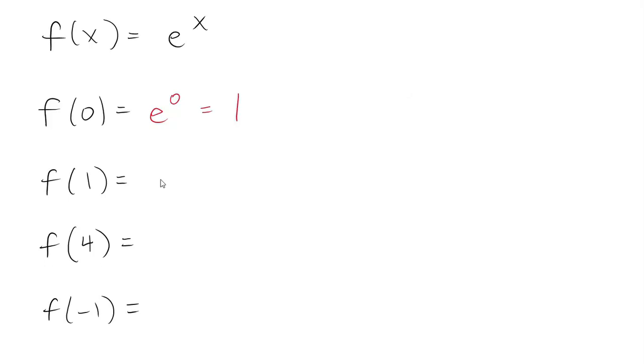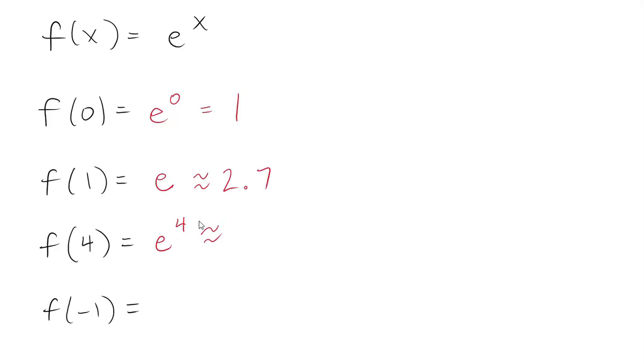f(1) is equal to e, because when we plug 1 in, we get e to the first, which is e, and that is approximately 2.7. The actual value is e. The approximate value is 2.7. f(4) is equal to e to the fourth.